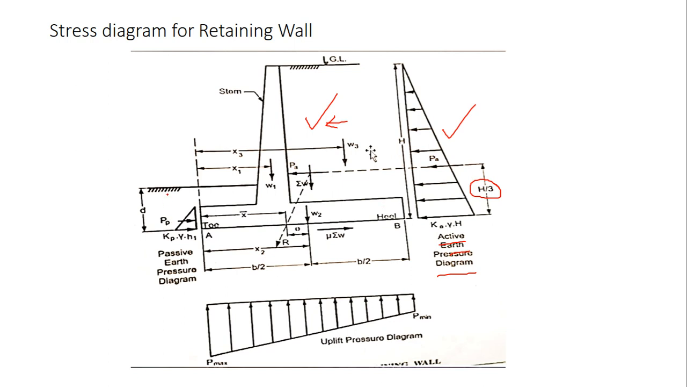Now if you look at the soil on the toe slab, this is exerting a passive earth pressure. So this is the diagram for passive earth pressure. And at the bottom I have got an uplift pressure diagram. From the earlier diagram you saw that the toe slab was lifted upwards, right? So here I will be having the maximum amount of uplift pressure, and hence this is what is being drawn over here. The uplift pressure is high on the toe side as compared to the heel side. So these are the three stress diagrams that you need to draw in a retaining wall.